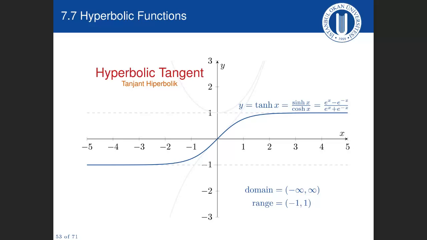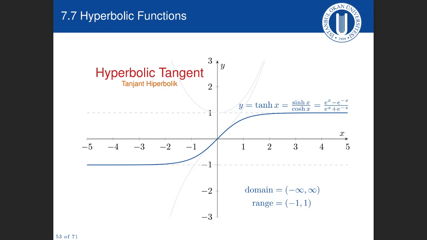Hyperbolic tangent, or tanh, means sinh divided by cosh, just as tan means sin divided by cos. We have the same thing for the hyperbolic tangent. And the graph looks like this. The domain is the whole real line, and the range is the open interval from -1 to 1.